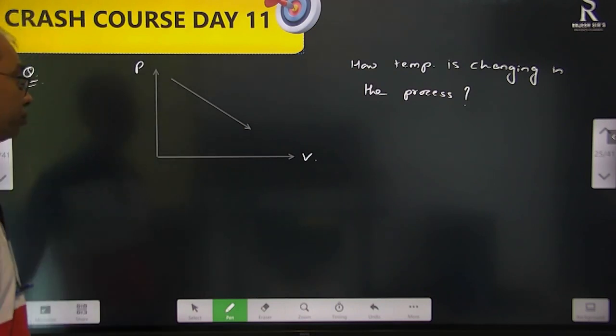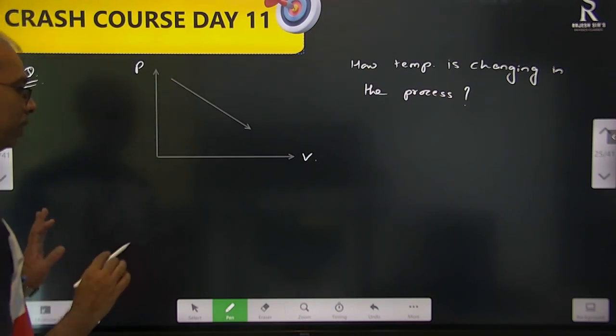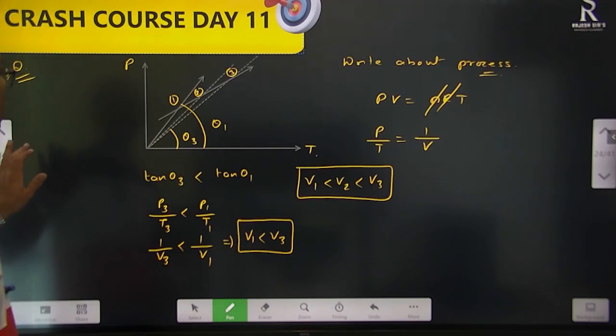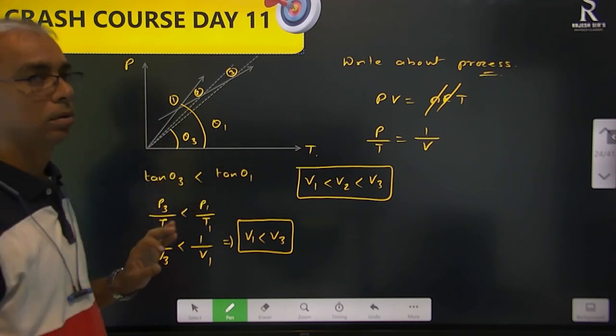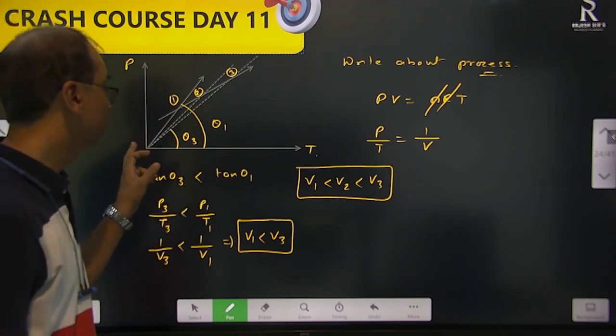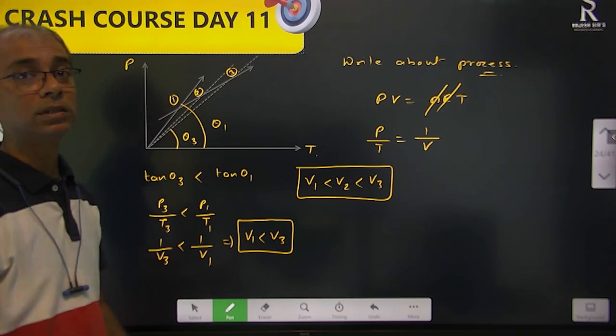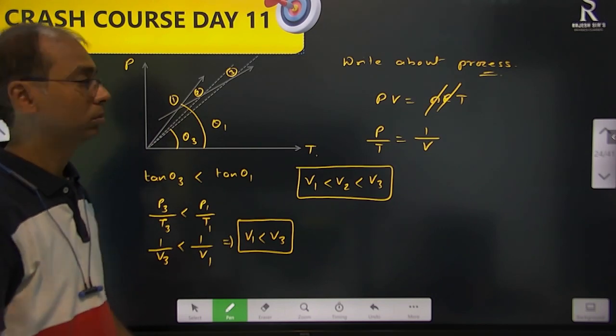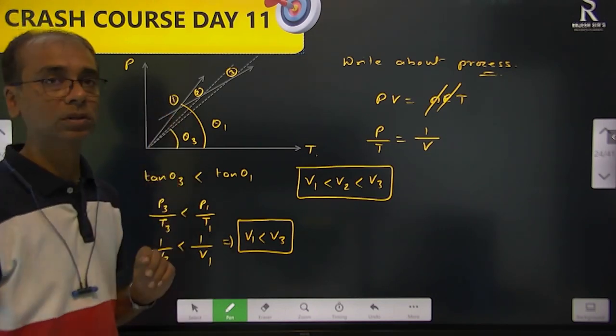Now what to do? Like the previous case only. Now in the previous case what did we do? We had a PT graph. So we made 3 lines which were showing constant volume, because it's starting from origin.